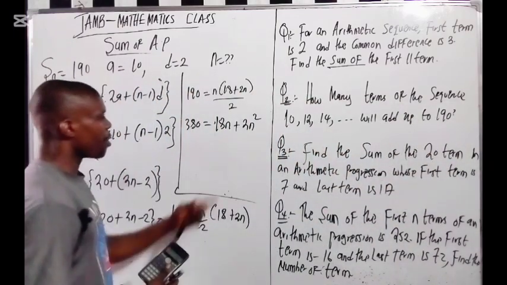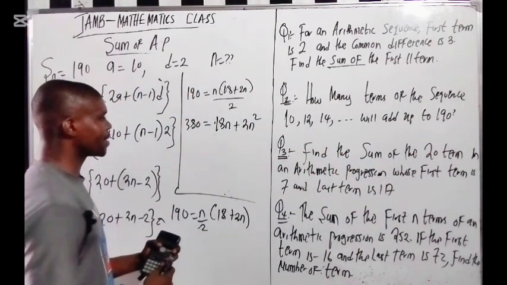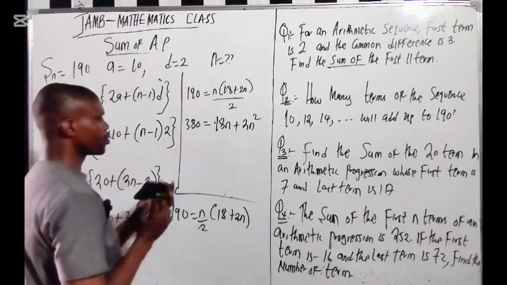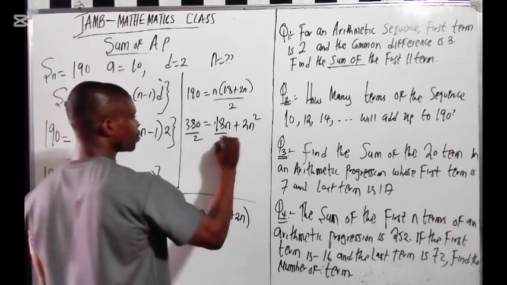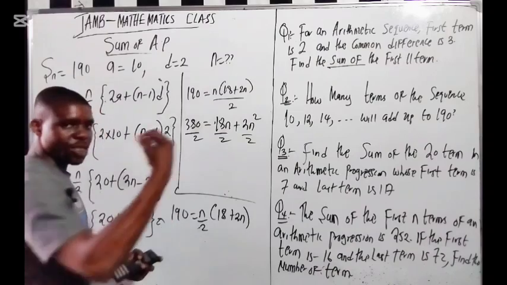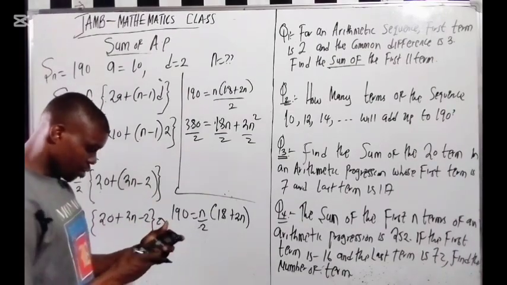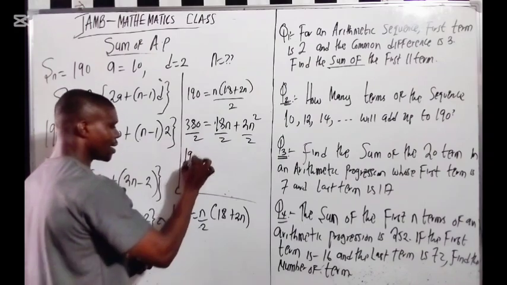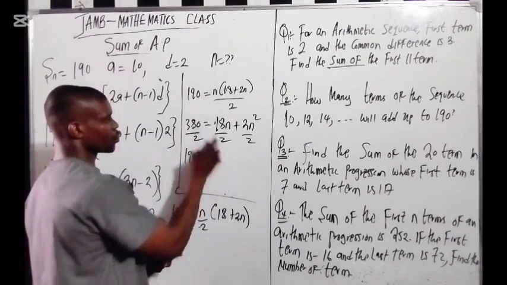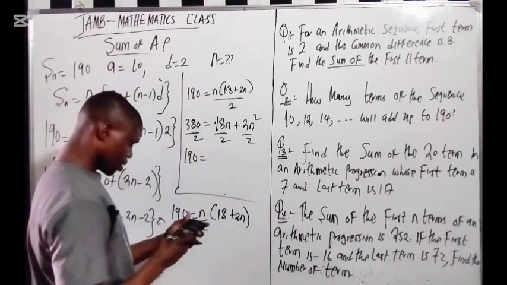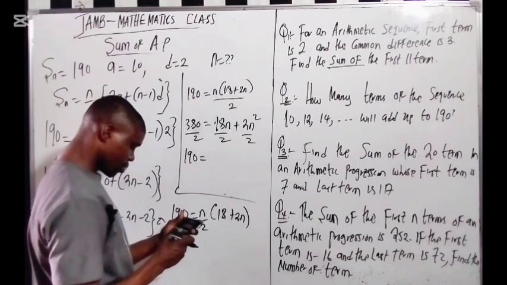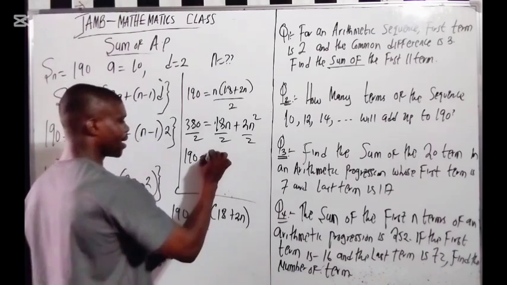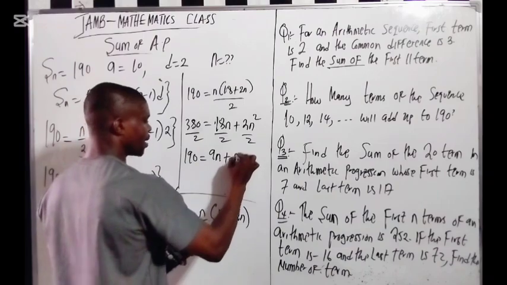2n squared. Now, before it's done, 2 can go into here, 2 can go into here, 2 can go into here. So divide by 2, and express the lowest thing here. So 380 divided by 2, here we have 190. Then 18 divided by 2, here you have 9, plus n squared.